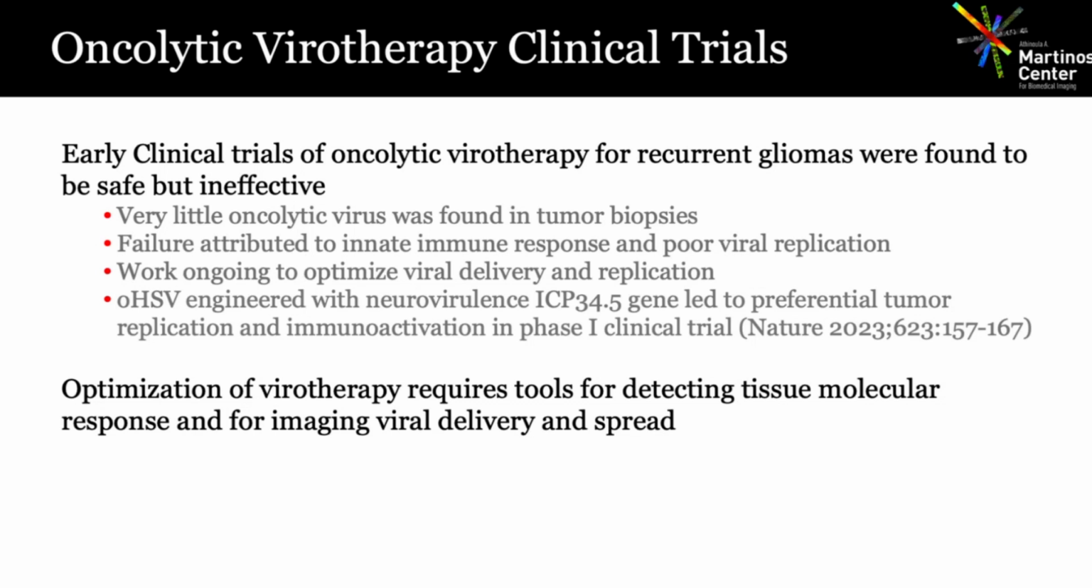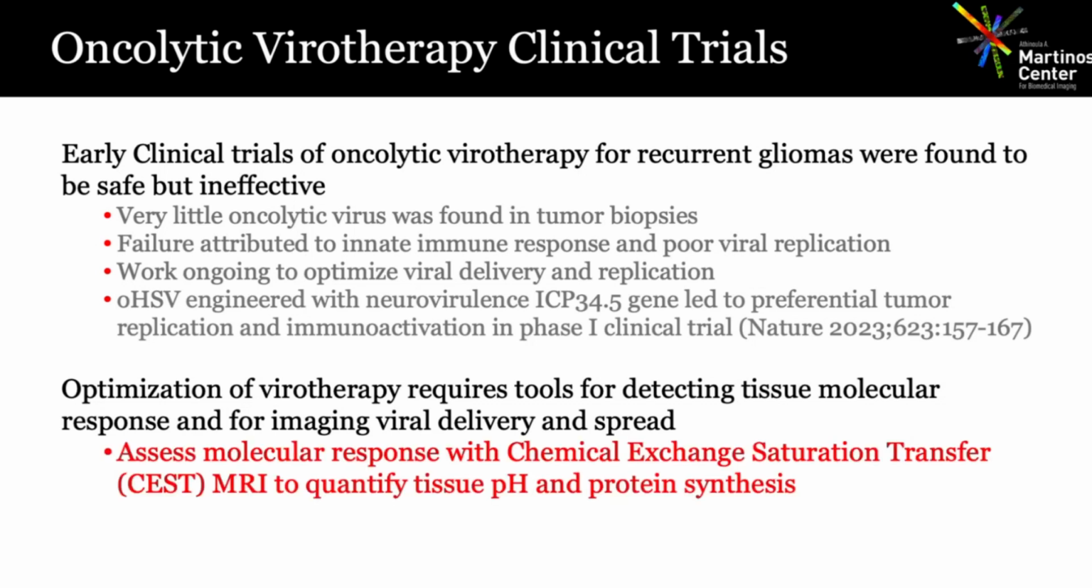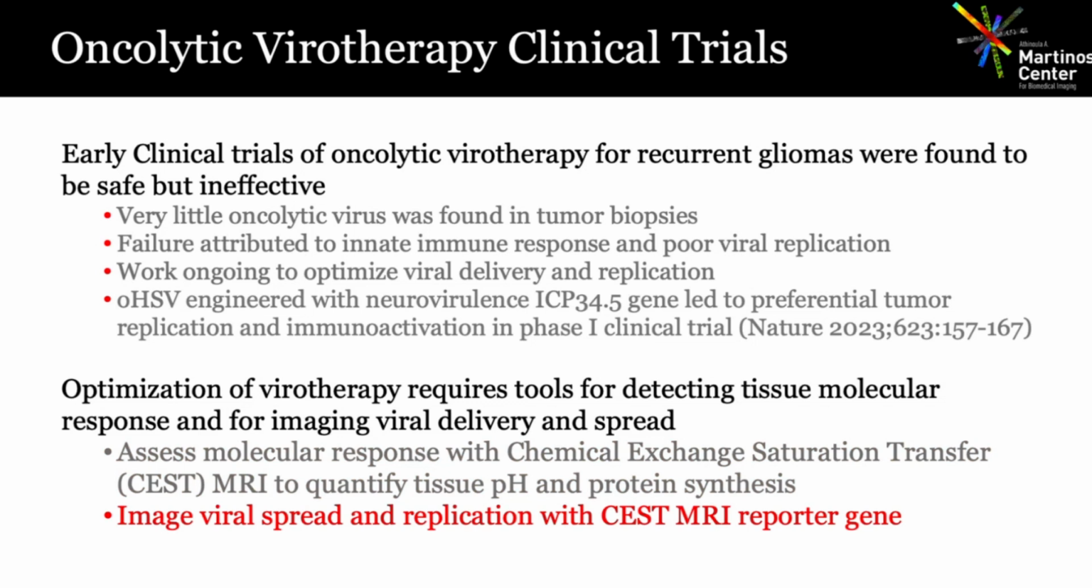Is it replicating? In both cases, we've been exploiting chemical exchange saturation transfer, CEST, MRI methods to do this. We can assess the molecular response with CEST by quantifying the tissue pH and protein synthesis. As cells become apoptotic, the pH drops and protein production shuts down, for instance. And then the other aspect is we've also been working on designing MRI reporter genes based on CEST to allow us to image the viral spread and replication in the tumor.